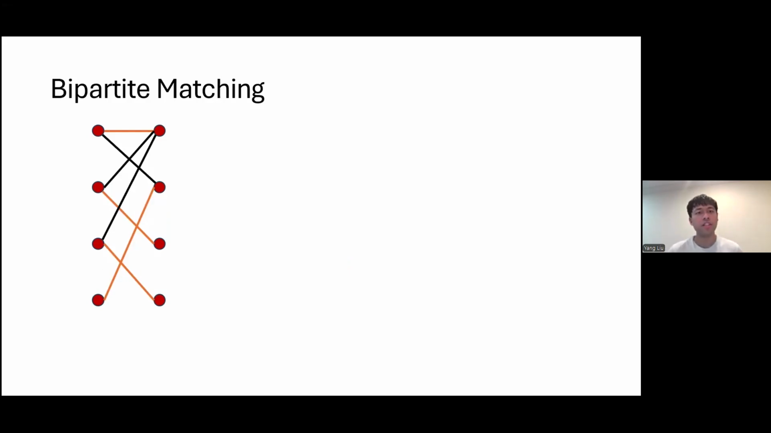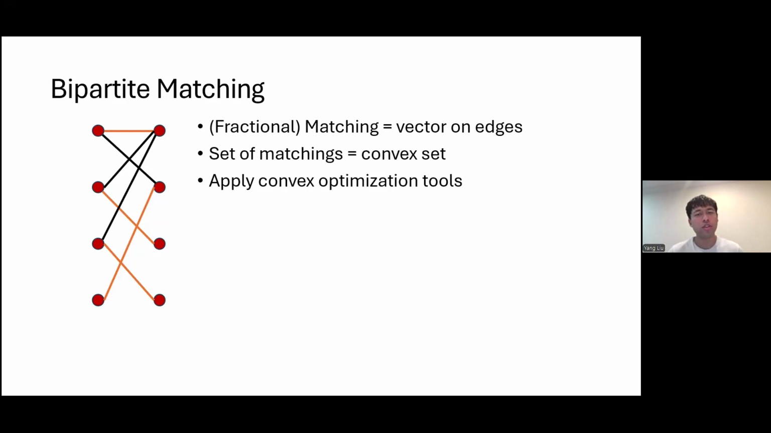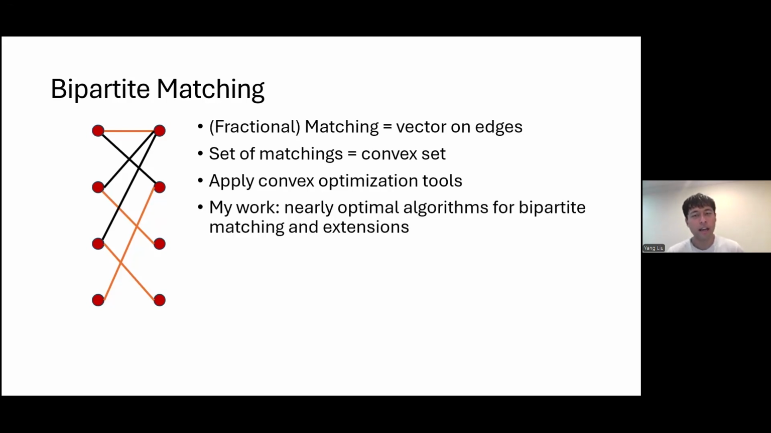To view this problem in a geometric lens, first you can think of a matching as being a vector on the edges. So this is just assigning a 1 to edges that are matched, so the orange edges here, and a 0 to the rest. So this gives us a vector, and thus matchings as some convex set in high dimensions. This gives us the ability to apply convex optimization tools to solve this problem more efficiently. And for example, in my work, I gave a nearly optimal algorithm for bipartite matching and extensions of it.